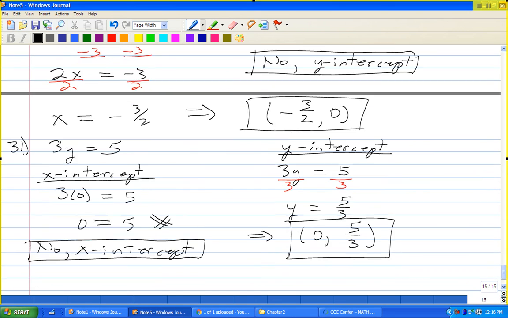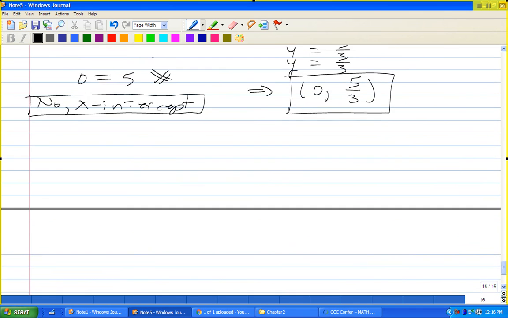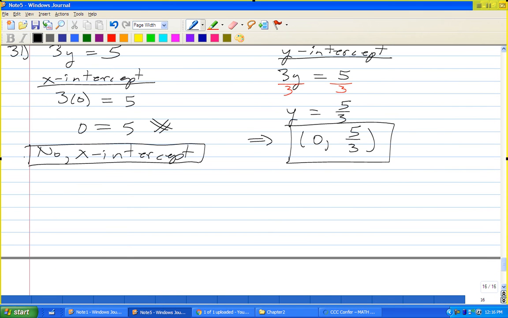Let me do problem number 33. y equals 1/3 x plus 2. So let's find the x-intercept.